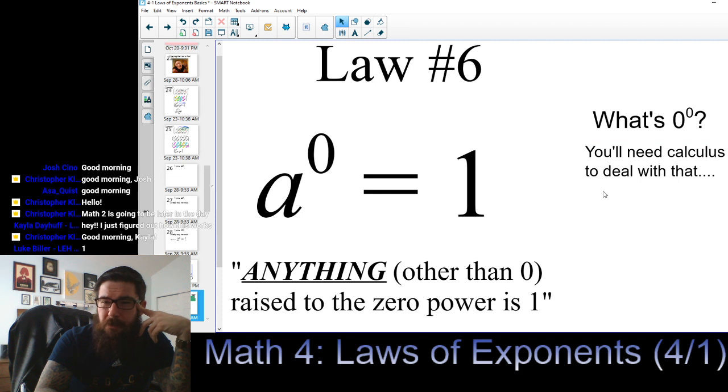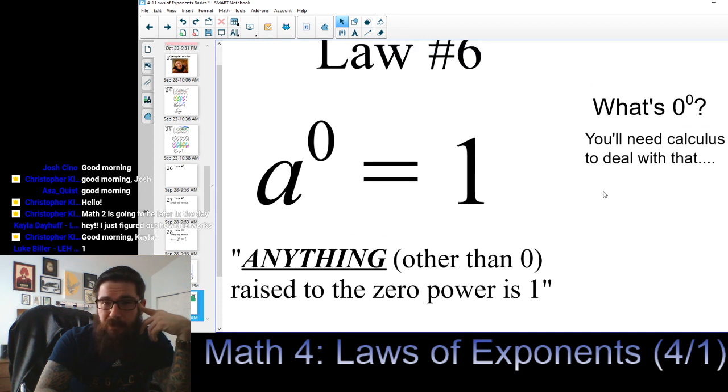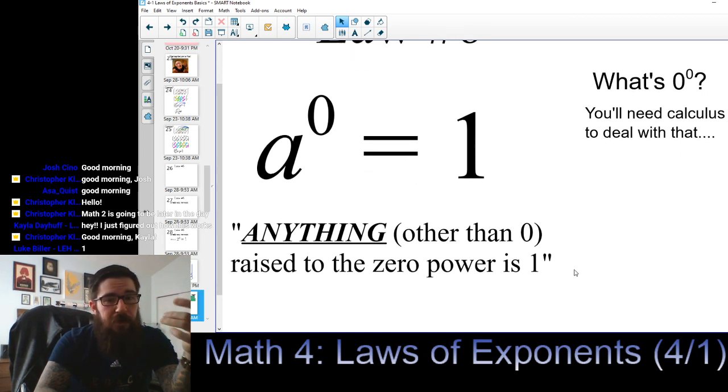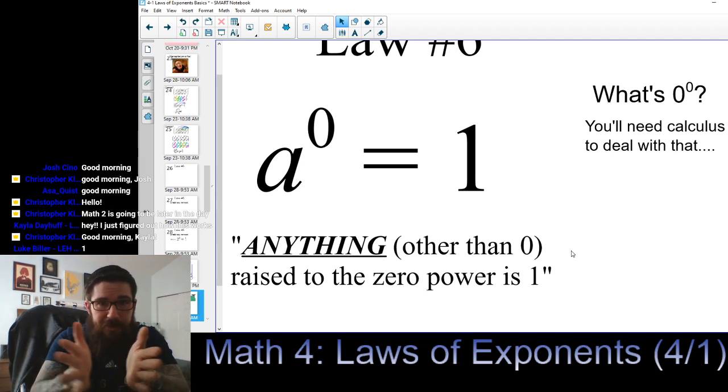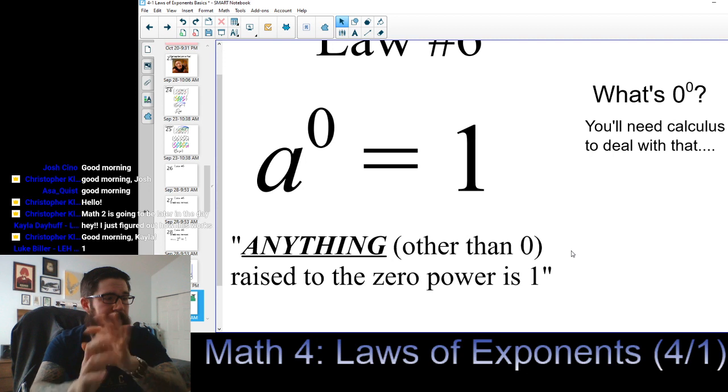If you've got questions about 0 to the 0 and you're moving on to calculus, you'll get to deal with that. It's kind of a weird case. There's not one single answer. For your purposes right now, if I give you something to the 0, it's equal to 1 as long as that base isn't equal to 0.